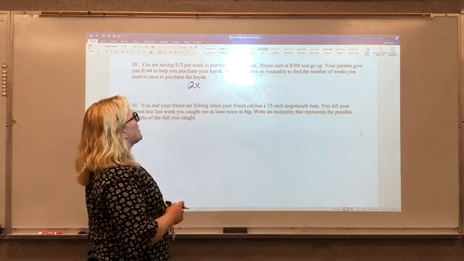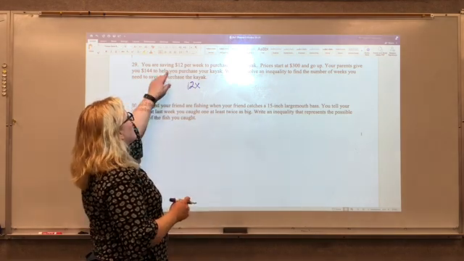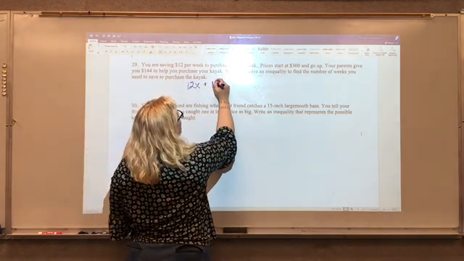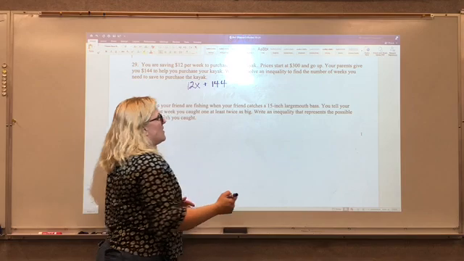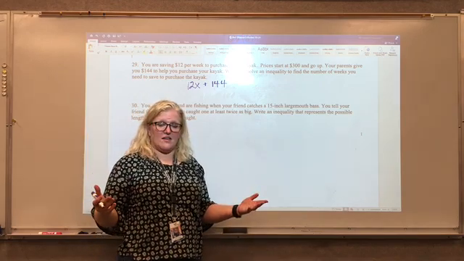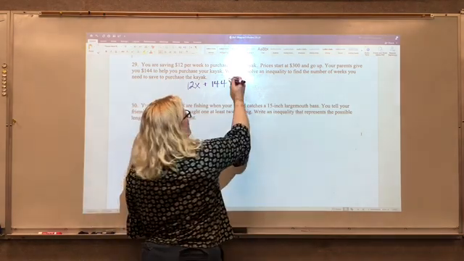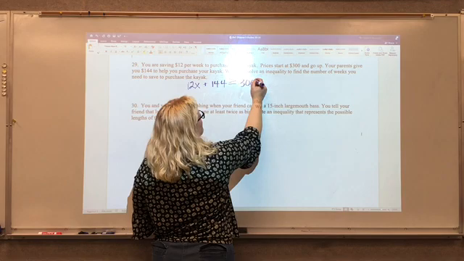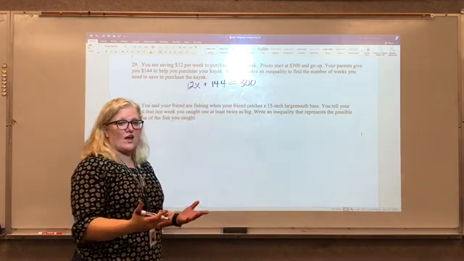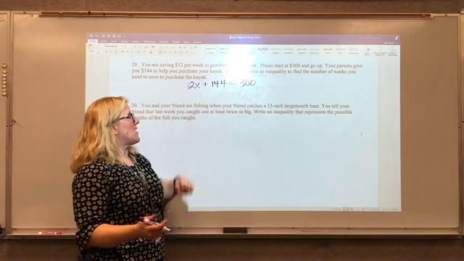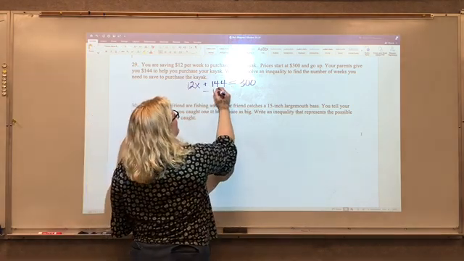So I'm saving $12 per week, and my parents gave me $144. Can I make more than $300 to buy my kayak? Well, of course I can. So I can make more than $300. I can also make exactly $300, which is what that equal sign is for. And I'll be able to purchase my kayak.